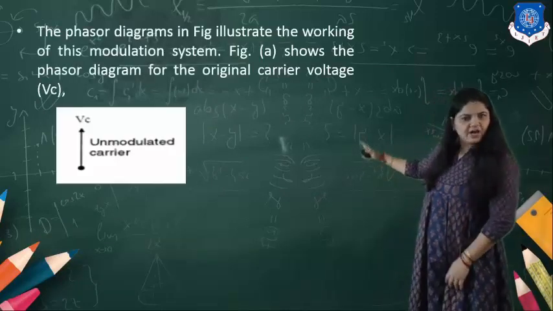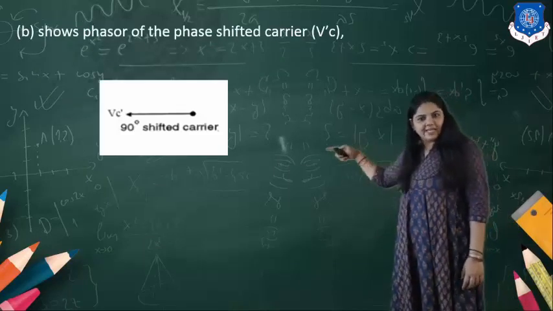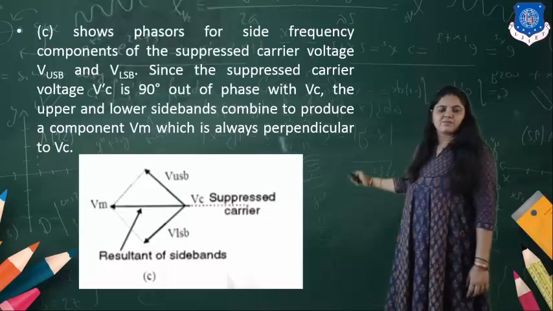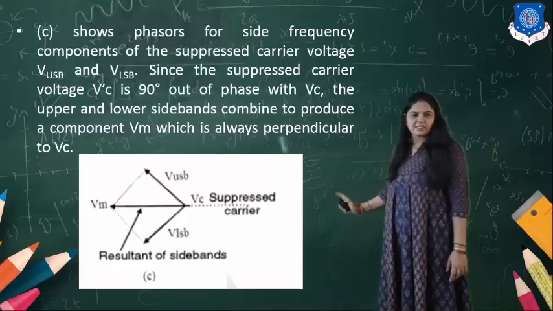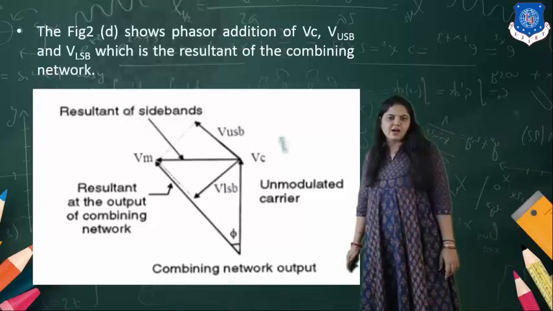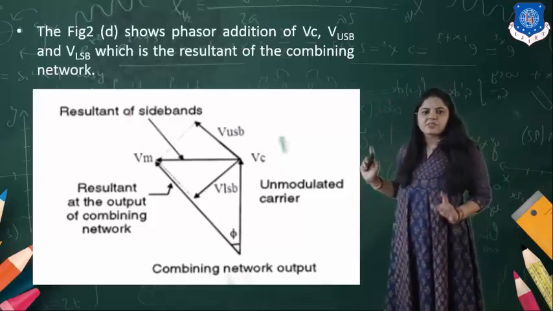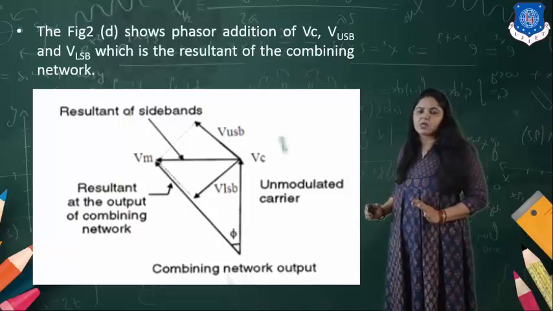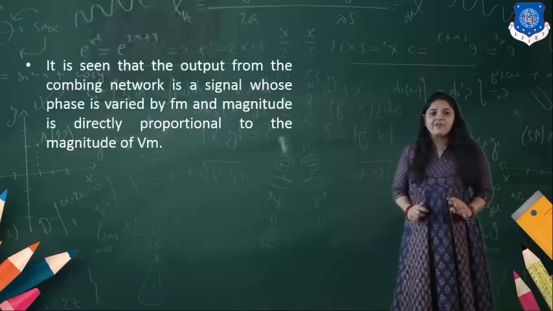So first it is the unmodulated carrier. Then it is the 90-degree phase shifted carrier. Then it is the balance modulator output, and you can see the resultant sidebands. That is mixed with the unmodulated carrier, and you can see that the resultant at the output of the combining network is nothing but the narrowband FM wave.